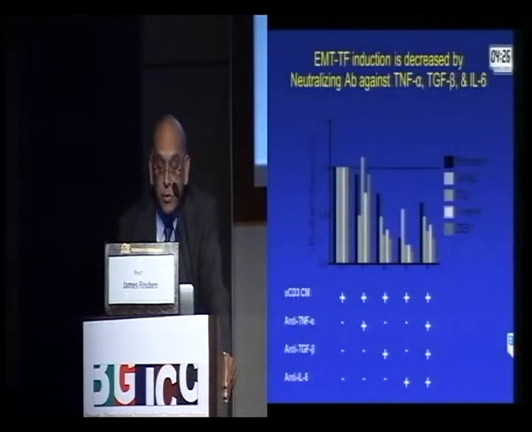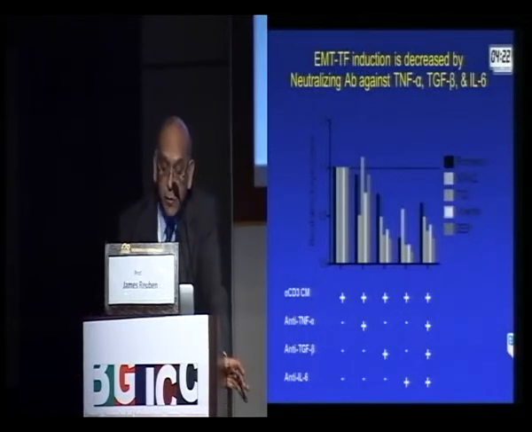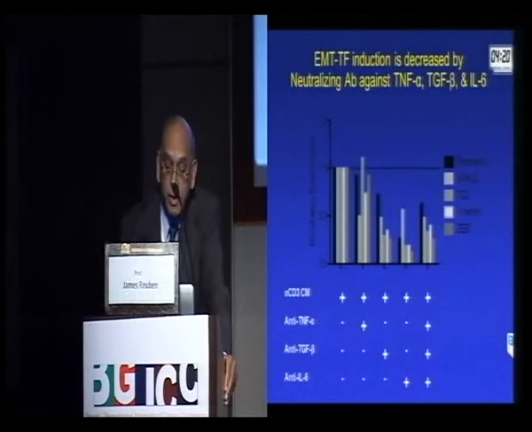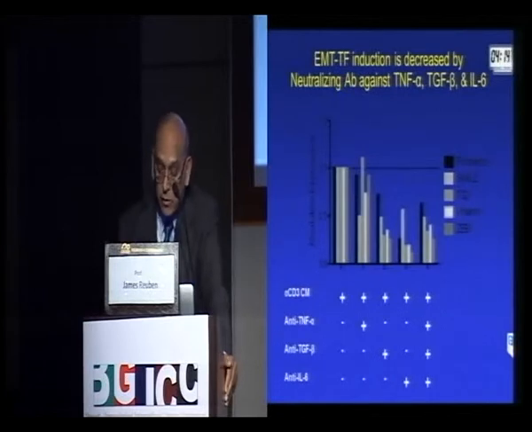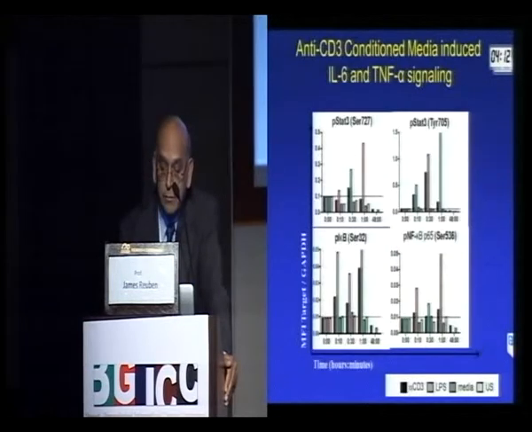Now, we also were able to show that you can block this effect by using antibodies to TNF, TGF-beta, and IL-6. And as you see from left to right, as you add each individual antibody, there's a diminution in the expression of these transcription factors.